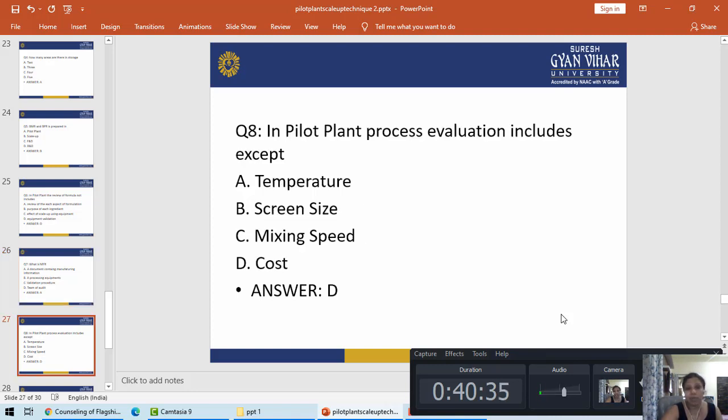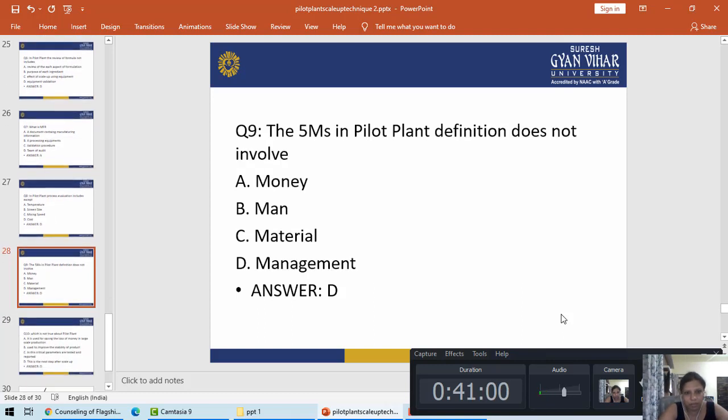Next, in pilot plant, process evaluation includes all except which one? Temperature, screen size, mixing speed, and cost. All these things are important except the cost. So the answer is cost, that is not done. All these things are included in the pilot plant process.